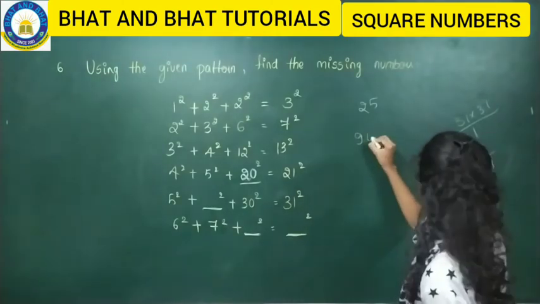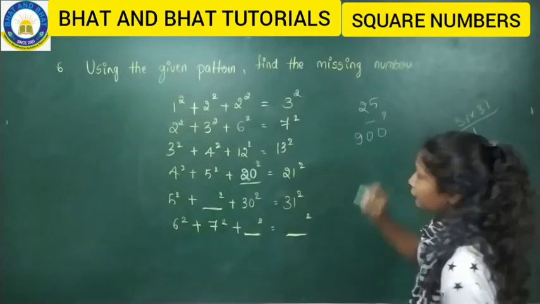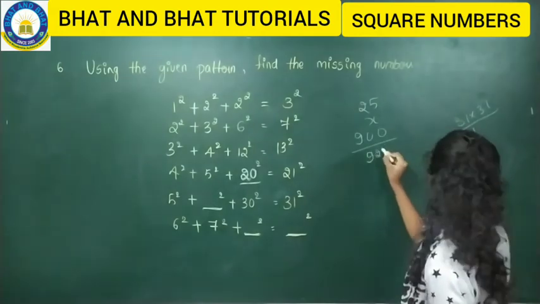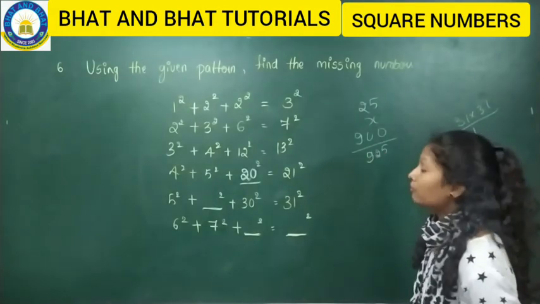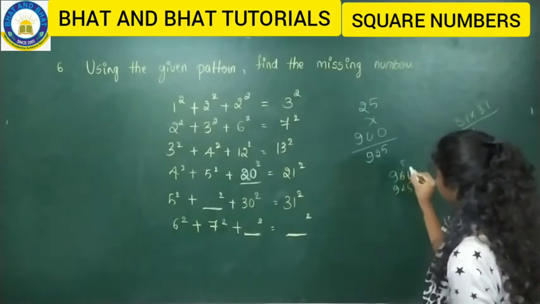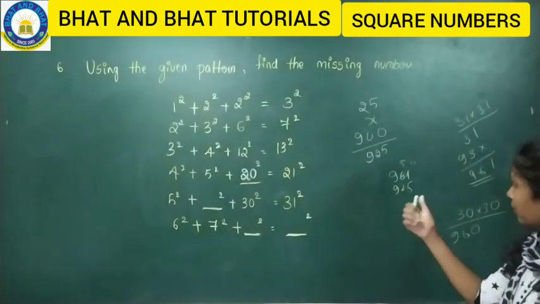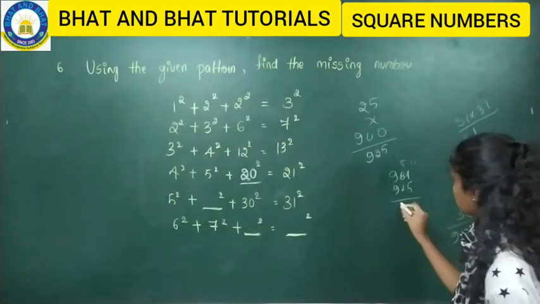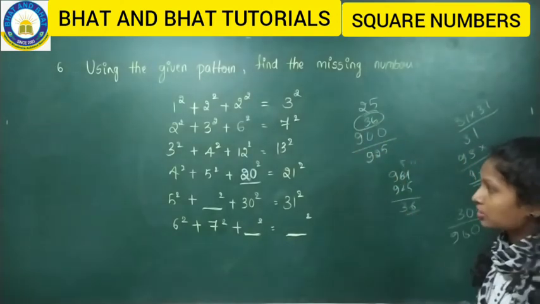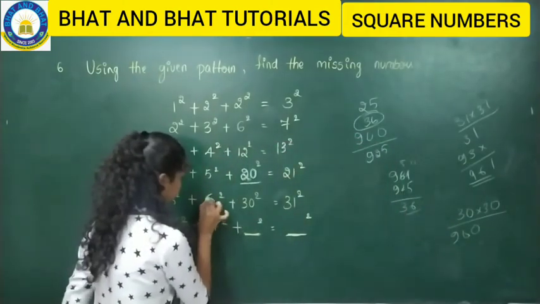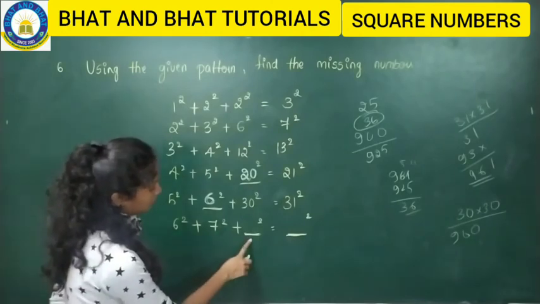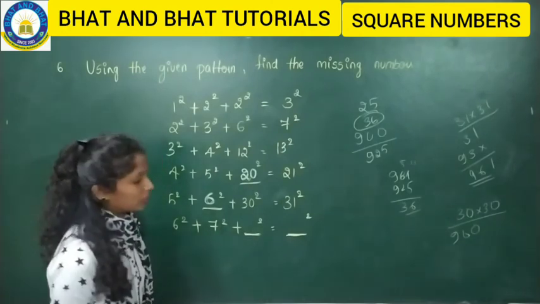So now 900, and here it is a missing figure, right? So I will put it as X. So 900 plus 25, 925. 961 minus 925. So here it will be 1, 1, 2, 3, 4, 5 and here it will be remaining 6. 5 minus 2 is 3, and 36 is the missing figure. So 36 is the square of 6. Got this? 6. So here 6 plus 7 is equal to how much, and it is equal to how much?